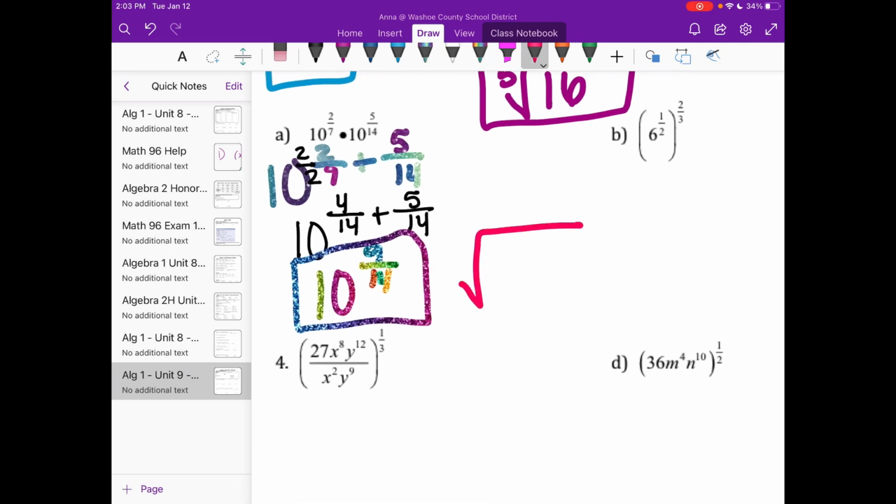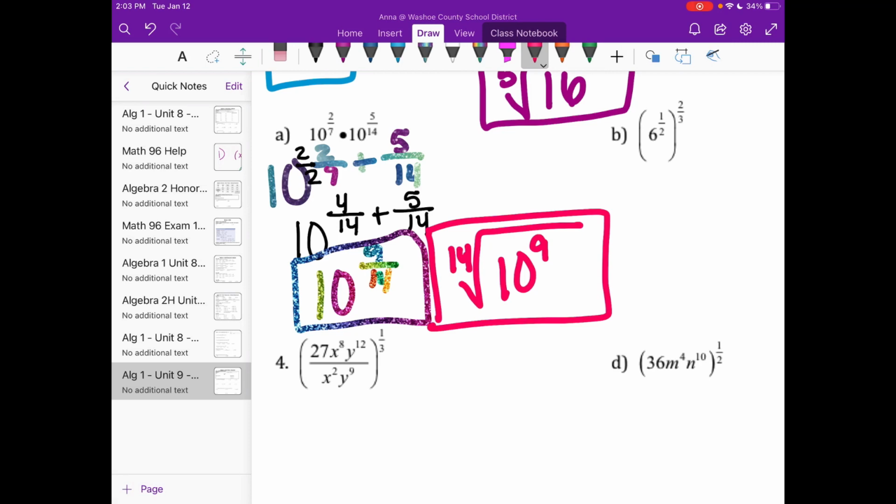My radical form, 10 goes in radical jail. The 9 on top tells me I have 9 tens, and the 14 on the bottom tells me groups of 14. Now listen, if you decide to put 10 to the 9th in your calculator, it's going to be a huge number. So sometimes you do not have to put them in your calculator. I am personally fine with this, but check with your teacher to see if they're fine with that. So those are your two answers on A.